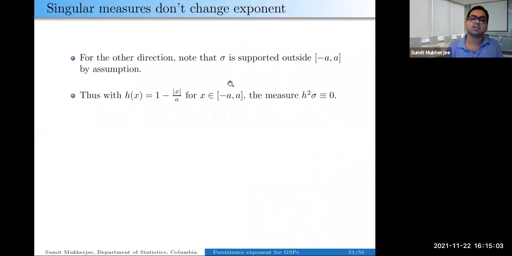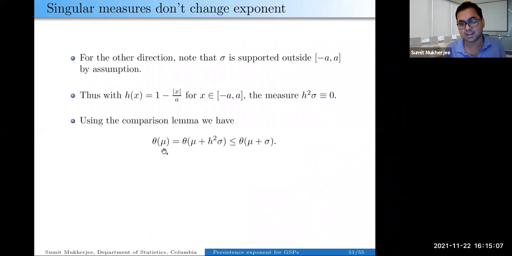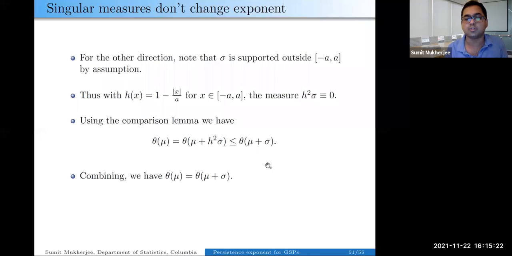But okay, then you take the same function h, basically use the comparison lemma, and you get the other inequality. That's it. So the other one requires special treatment of 0, but does not require singularity. So one direction requires singularity, the other direction requires the special property of mu prime 0 equal to 0, and combining you have this, and that's that.